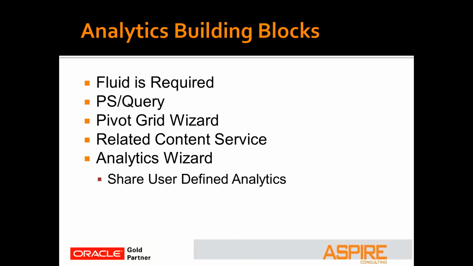So I've mentioned fluid is required. And it's very simple building blocks. Like I said, people are used to working with queries. The pivot grid wizard is where you are specifying how do you want the data to be displayed. So when you think of pivot grids, you think of charts. You think of how you can control what type of chart is being displayed, what's on each axis, and then embedding that as a related content into the fluid page.